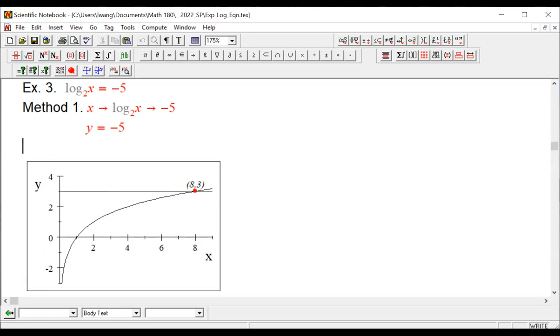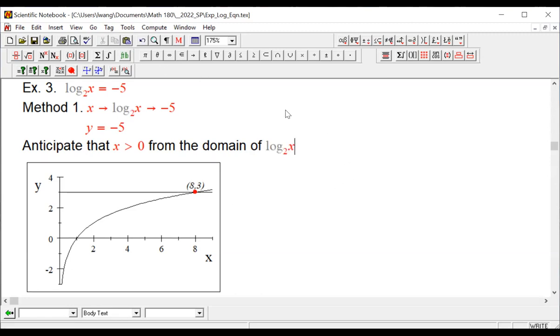What is more, we anticipate that the solution, the x we're looking for, must be from the domain. The solution must be positive, which is from the domain of log base 2 of x. This is the importance of domain and range. They're omnipresent in every step of the way. In every step, we need to refer to them to make sure we get the absolutely correct answer.